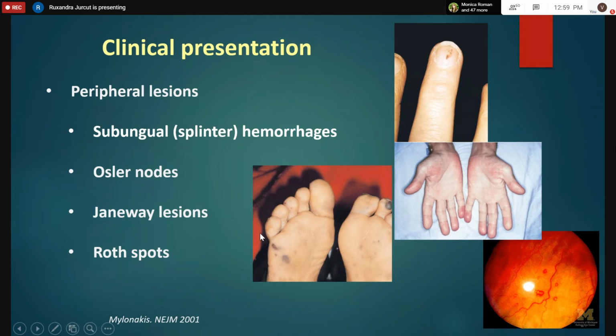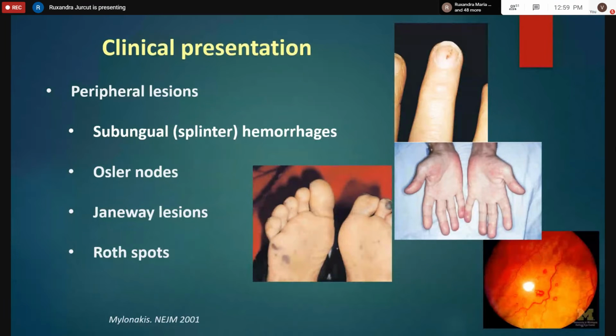If on the palms or the plants of the patient you see this sort of lesions, again a bit hemorrhagic and non-painful, they are called Janeway lesions, think about endocarditis. If the patient says, I have had for a few days now some nodular lesions on my palms, and they are quite painful, they are red and it hurts me, and then you have the context, some fever, think about endocarditis.